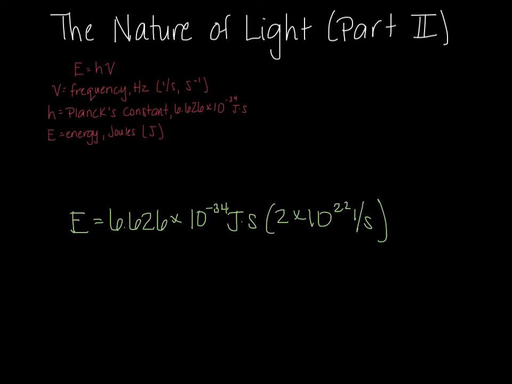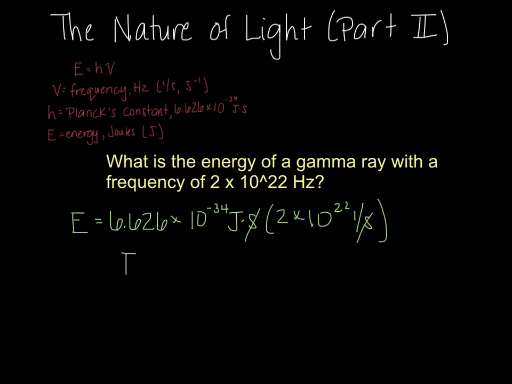So I do my multiplication. My seconds are going to cancel out. And what I'm left with is E equals 1.35 times 10 to the negative 11th joules is my energy.